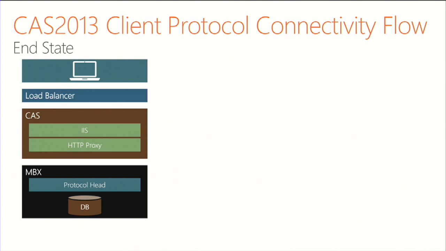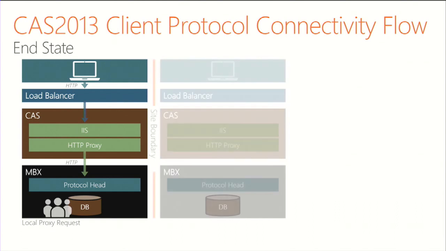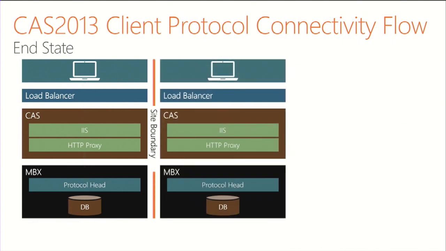So our end state. The first scenario we'll cover is a local request. I'm going to hit the load balancer. I'm going to be assigned to a CAS. CAS will authenticate me, do the service discovery, and proxy my request to the relevant protocol head on the mailbox server role that is hosting the active database copy for my mailbox. If I'm cross-site, same thing. I'll hit the load balancer, be assigned to a CAS.